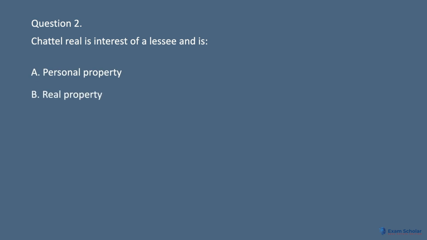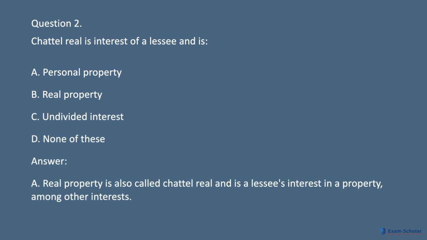Question 2. Chattel real is interest of a lessee and is A. Personal property. B. Real property. C. Undivided interest. D. None of these. Answer. A. Real property is also called chattel real and is a lessee's interest in a property, among other interests.